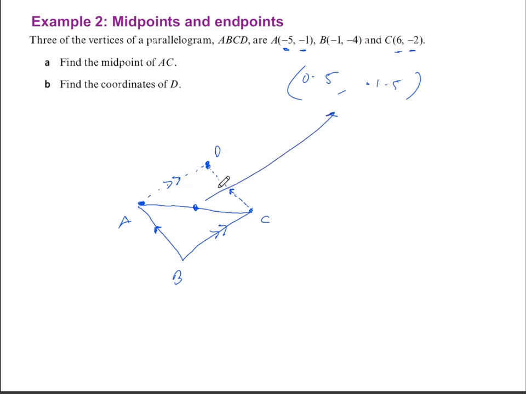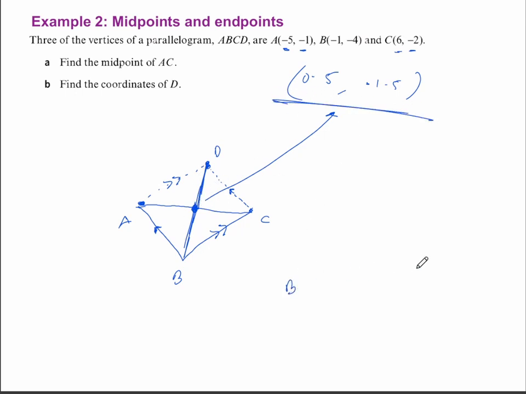Then they tell you to find the coordinates of D. Now, for this, you need to dive deeper into the properties of parallelograms, where one of the properties is that the midpoint is shared by both the opposing coordinates. What do I mean by that? That means AC and BD in this case have the same midpoint. Therefore, BD, the midpoint of it is also this right here.